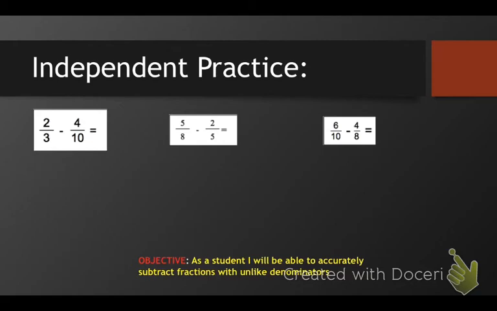Alright, and we're back. If you're watching this video, you're ready to figure out if you got these correct. Hopefully everybody did. Ladies and gentlemen, first one. Going to go ahead and line it up. It would have been 2/3 minus 4/10. The common denominator you should have gotten was 30.